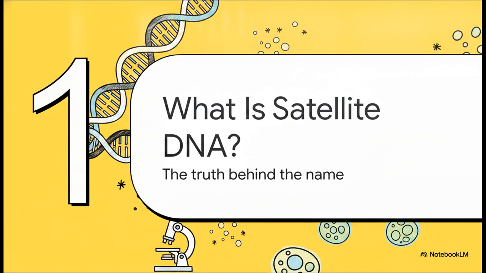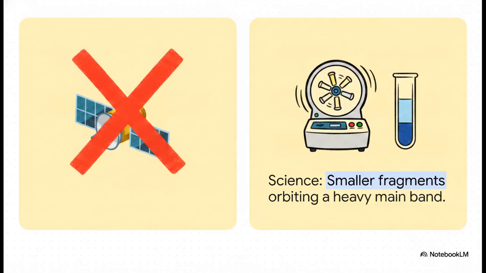Section 1. What is satellite DNA? The truth behind the name. Now, you hear a term like satellite DNA and you immediately think of space, right? NASA, satellites orbiting a planet, that whole thing. Well, it actually has absolutely nothing to do with space. It's entirely based on how the DNA behaves in a laboratory centrifuge.